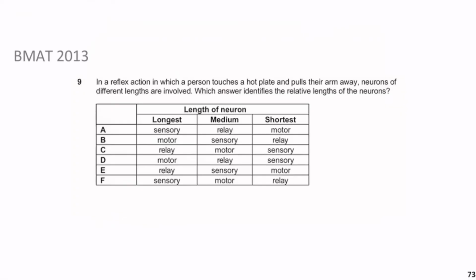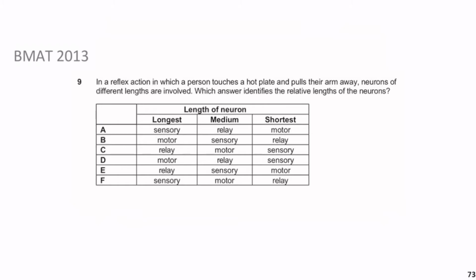But now, guys, we move on to the same paper, question 9. This is a reflex in which a person touches a hot plate and pulls their arm away. We've actually looked at this one, so that should be a clue there. Neurons of different lengths are involved. Which answer identifies the relative lengths of the neurons? So guys, pause the video, give yourself a minute, be back after that minute, and we'll go through the solution.